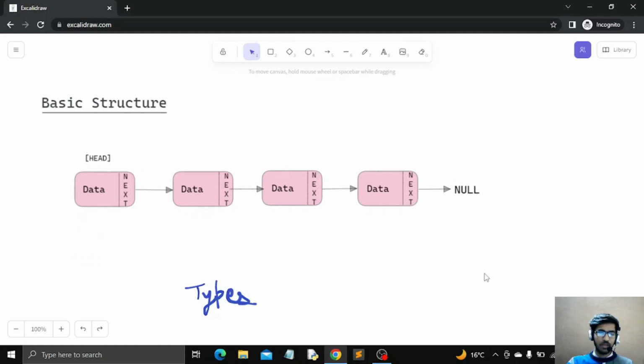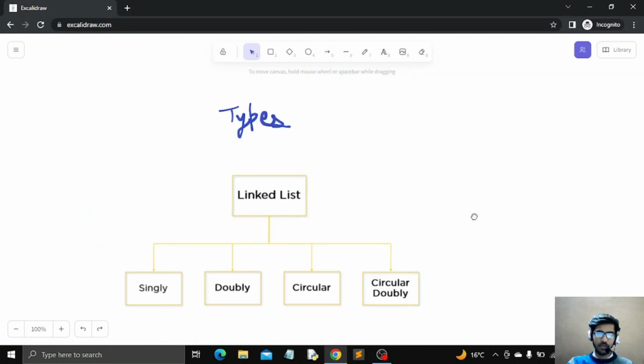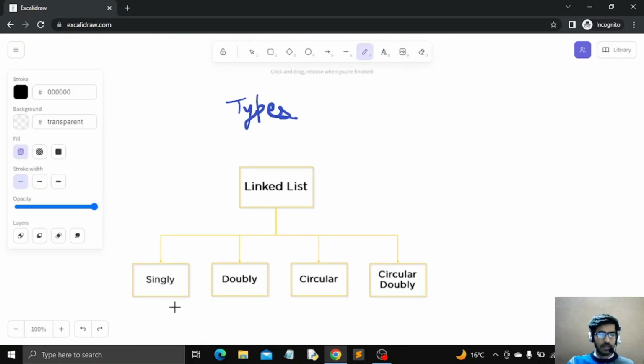Now coming to the types of linked list, there are basically four types of linked lists. So the first type is the singly linked list, which we just saw. This is the traditional linked list where each node is connected to the next node, and the last node points to null.